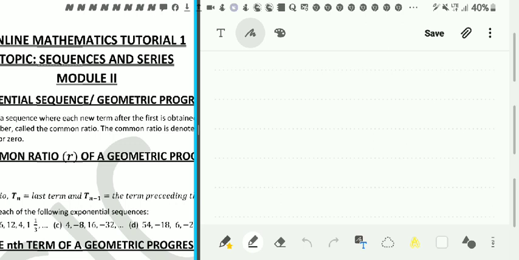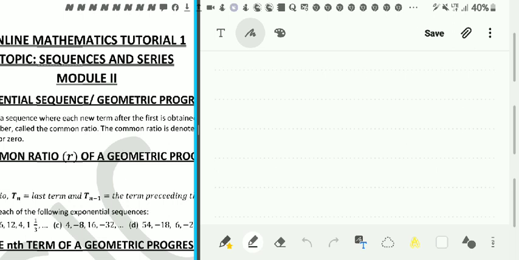The topic we'll treat today is sequences and series, and this is Module 2. Here in Module 2, we'll be talking about the exponential sequence, or the geometric progression. Okay. Now, in the last module, we talked about the arithmetic sequence.